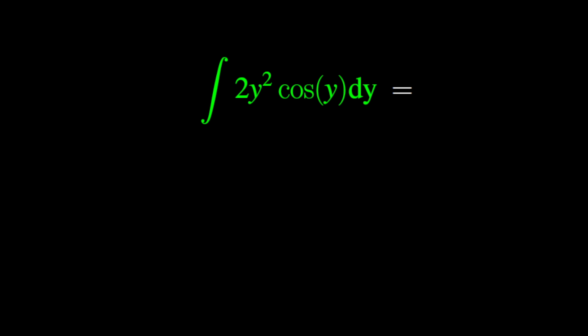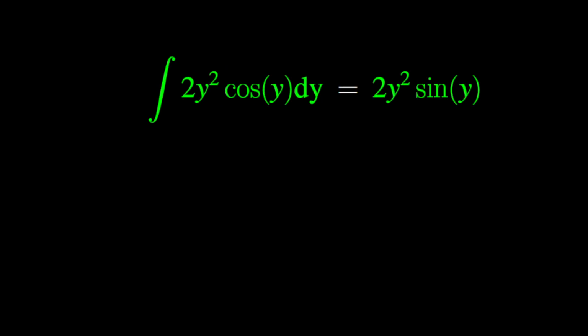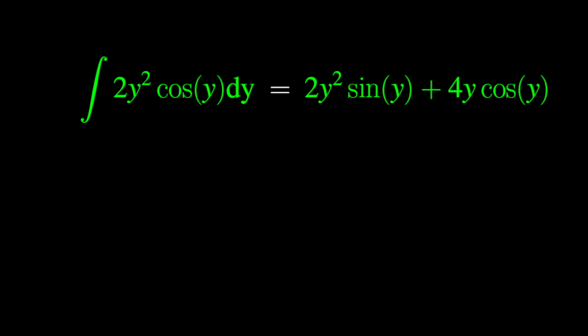Lastly, combining the last two results, we see that the integral of 2y squared times cosine of y dy is equal to 2y squared times sine of y, plus 4y times cosine of y, plus minus 4 times sine of y plus a constant of integration c.